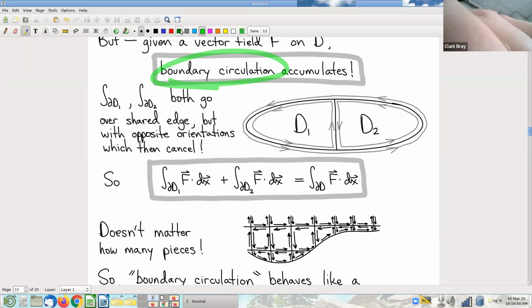In some sense, what it really comes down to is this extra piece, which when we were talking about perimeter was a problem. But here we're going one direction on one side, and the opposite direction on the other side. Yes, it's there twice, but they cancel. And so it's like it's not there at all. Okay, beautiful fact. So boundary circulation accumulates.